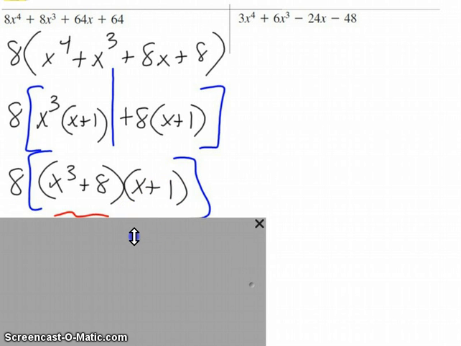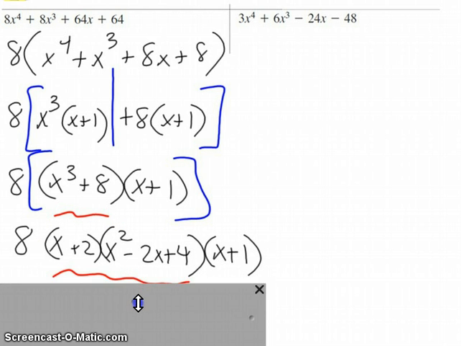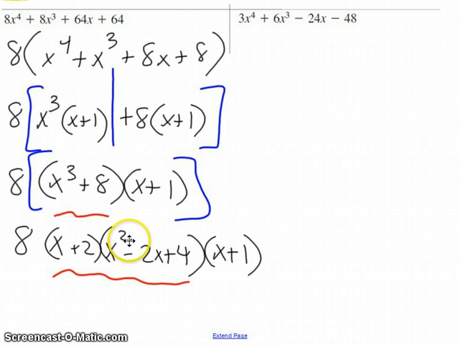The one thing I want you to make sure you realize, though, is this, which I've underlined here in red. This x cubed plus 8, this is what I was talking about before. This is a case where I've got a sum of 2 cubes. Well, once again, I've got to factor that thing out, and it's going to be a binomial, in this case x plus 2, times a trinomial, in this case this trinomial here. So I kept the 8 that I had before, I kept the x plus 1 that I had before over to the right, but in the middle, I've got a binomial and trinomial in place of that x cubed plus 8.